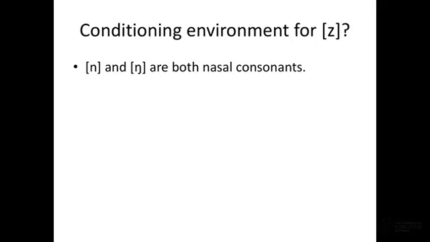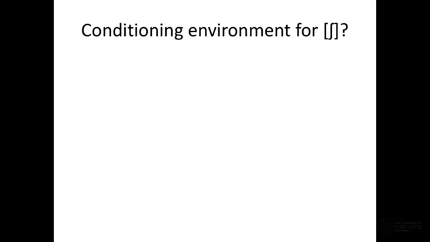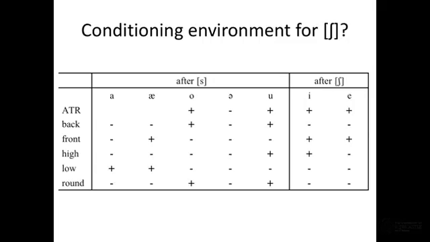We now need to work out how we can generalize the environments to write the phonological rule. The conditioning environment for z is after a nasal consonant. This should be obvious without needing feature charts, as we only have to consider the two sounds, the alveolar nasal n and the velar nasal ng. The environment conditioning sh is more complicated, as there are different vowel sounds that can occur after s and after sh. So we need to use our feature charts.